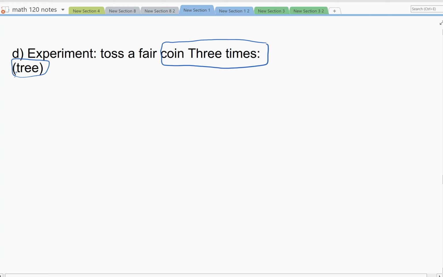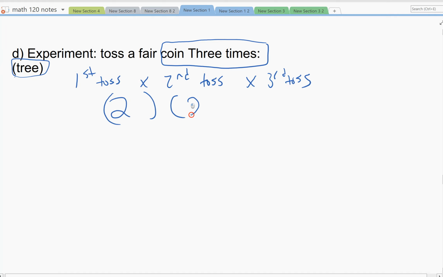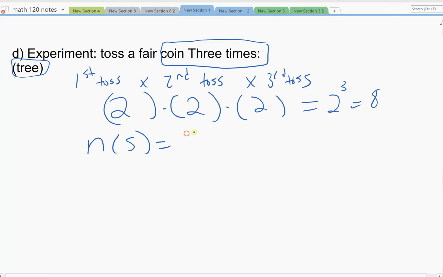So this is going to be my example of using a decision tree. Before I do though, it's still a Cartesian product, I just have one more set of outcomes. So I've got my first toss and all of its outcomes paired with my second toss and all of its outcomes paired with a third toss and all of its outcomes. Well, the number of ways the first toss is still 2. The second toss also has 2 outcomes, and the third toss has 2 outcomes. And so it's 2 times 2 times 2, 2 cubed, or 8. And so the universal set would have 8 different outcomes.